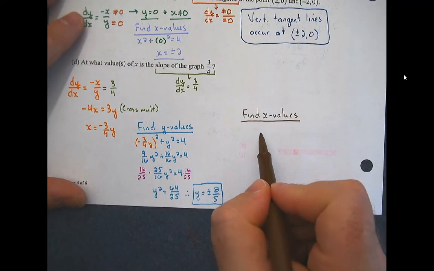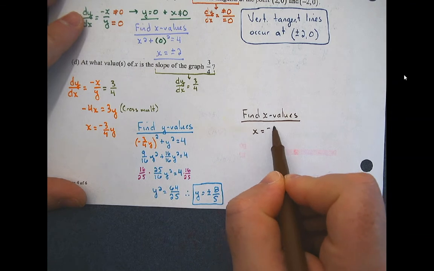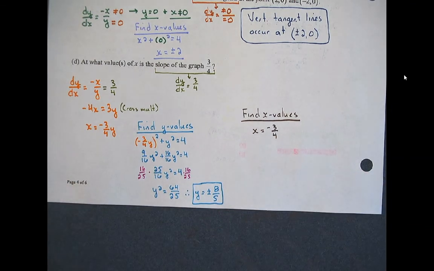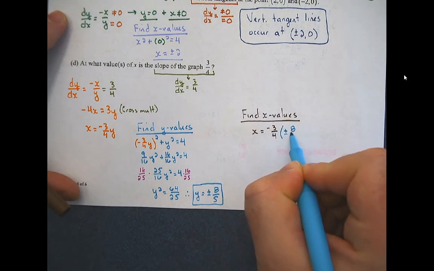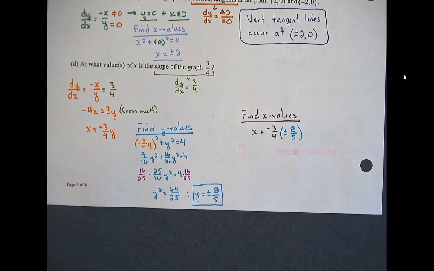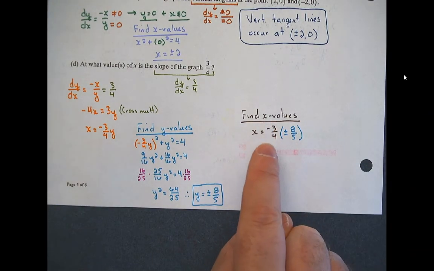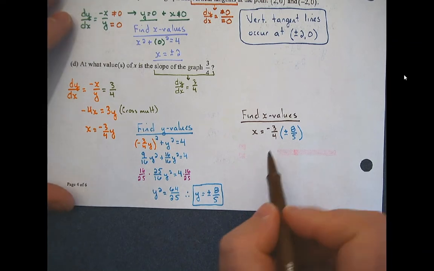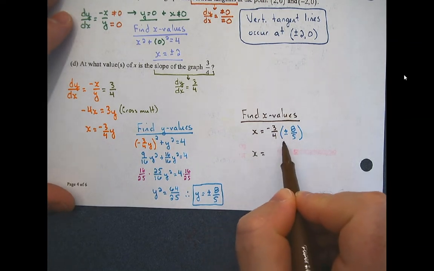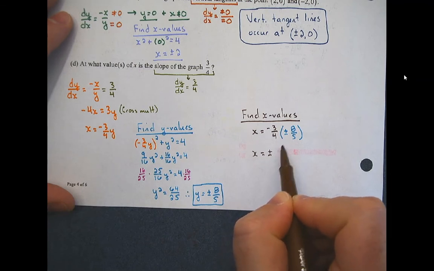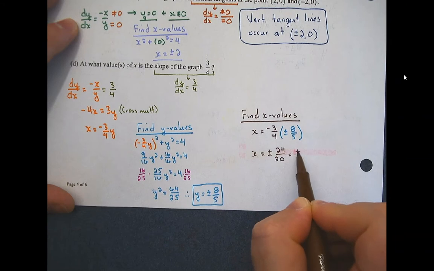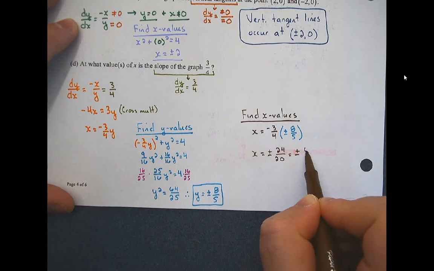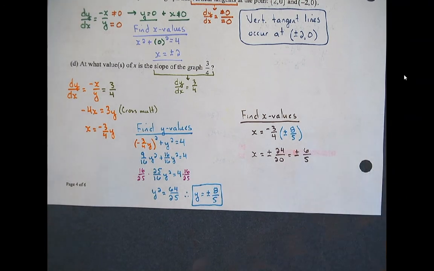So I'm going to now take my x equals negative 3/4 times my y value, which is plus or minus 8/5, and I can handle this at the same time. Now, what's that negative going to do to this plus or minus? Well, it's just going to make it minus plus, which is still plus or minus. So x equals plus or minus, what would it be? Well, let's reduce it. I'll show my work. 24/20, which then reduces, 4 goes into both of those, to 6/5. I wish I wouldn't have boxed that in.